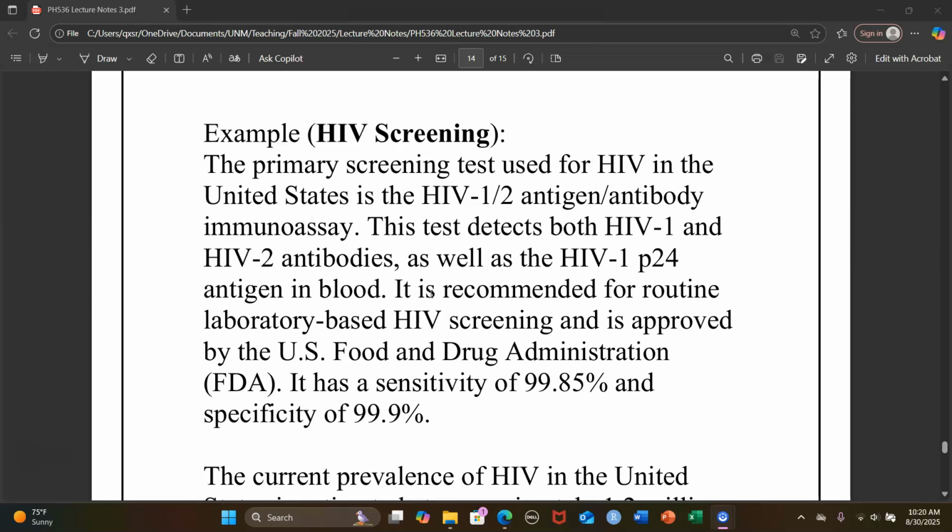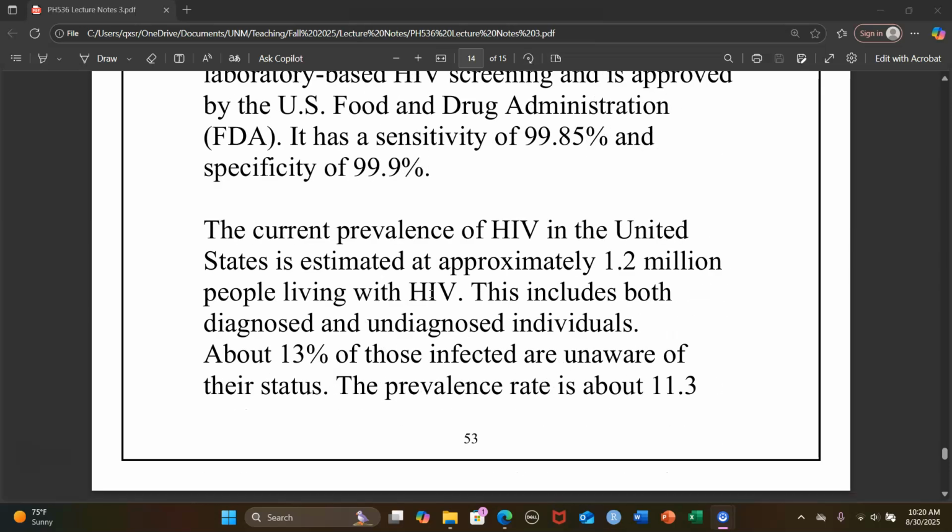It has a sensitivity of 99.85% and a specificity of 99.9%. So the numbers look really good, very high sensitivity, very high specificity. So is it really good for doing screening? Let's take a look.